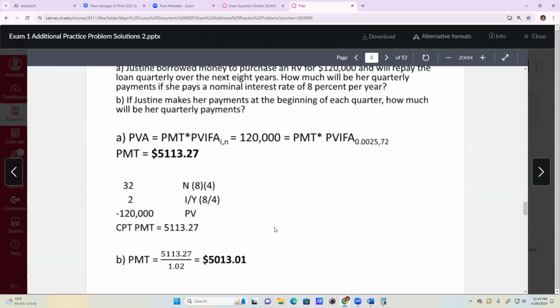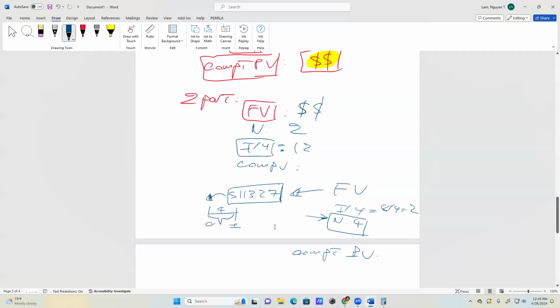Okay, let me see. I don't know if it's just my calculator or something. No, let me see. 1, 2, 3.